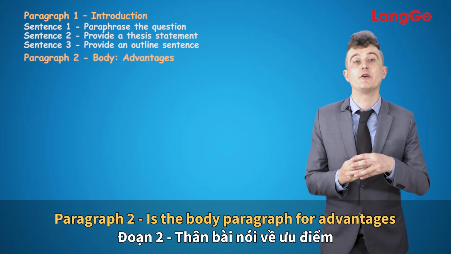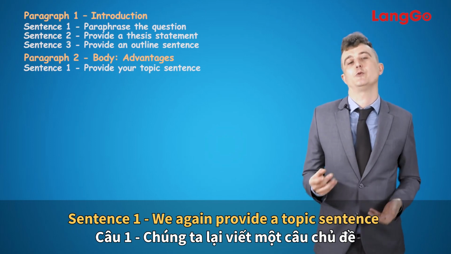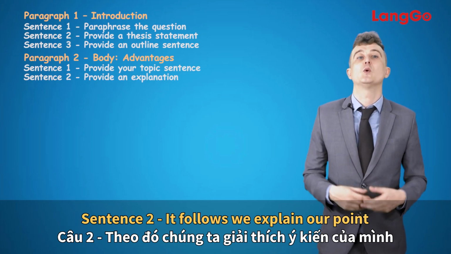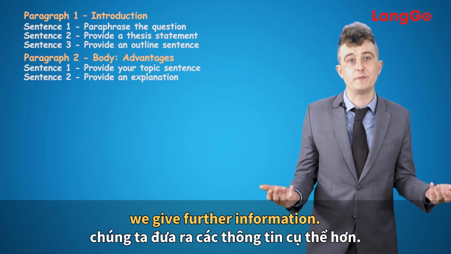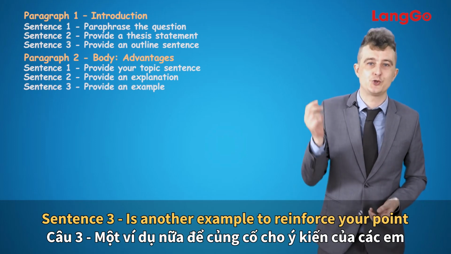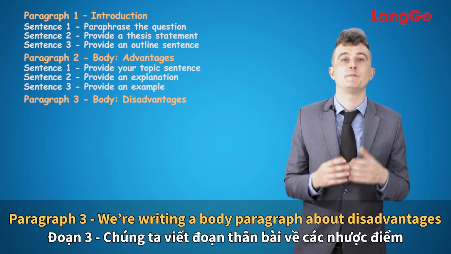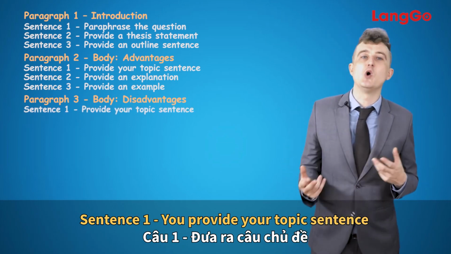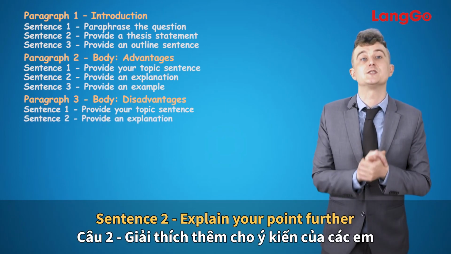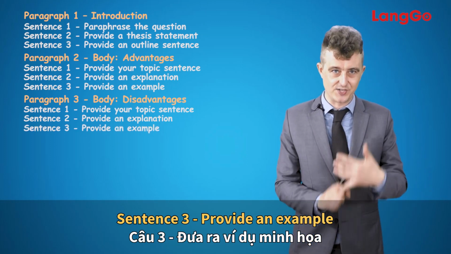Paragraph 2 is a body paragraph for advantages. In sentence 1, we again provide the topic sentence, giving the advantages. And in sentence 2, which follows, we explain our point, we give further information. Sentence number 3 is another example to reinforce your point. In paragraph 3, we're writing a body paragraph about disadvantages. In sentence 1, you provide your topic sentence, this time for disadvantages. In sentence 2, explain your point further. In sentence 3, provide an example.